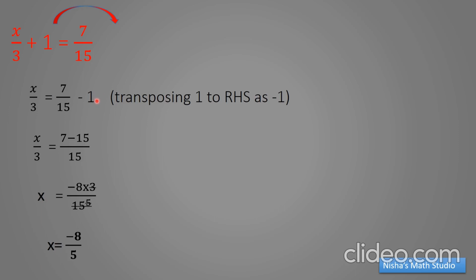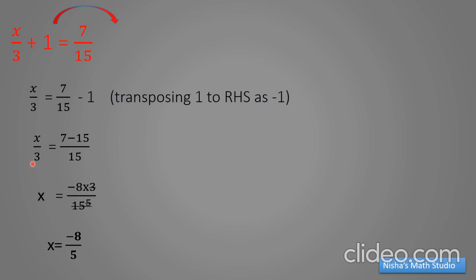This 1 has to be multiplied with 15. So you get 1 fifteens are 15. 7 minus 15 by 15, which is equal to x by 3. 7 minus 15 gives you minus 8. The denominator is the same, 15. This 3 which was in the denominator has now come as the multiplication to the right hand side. Look at this.